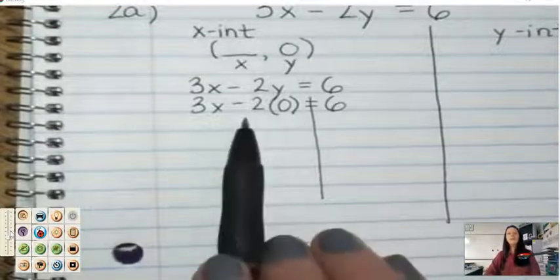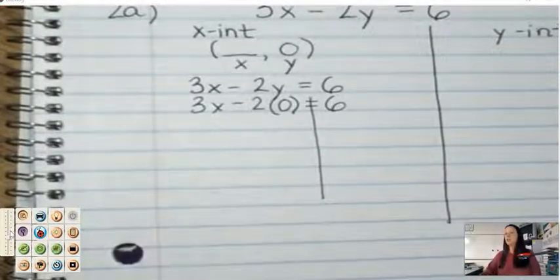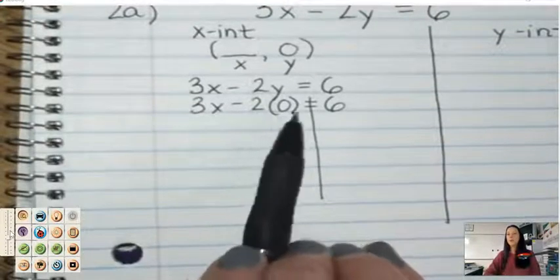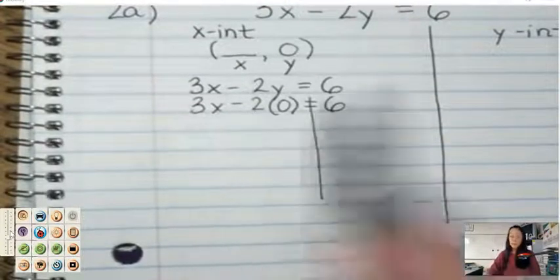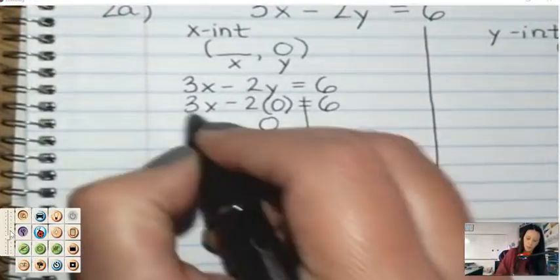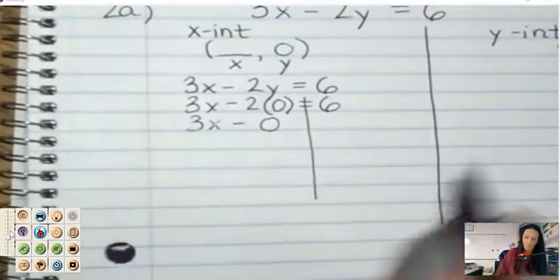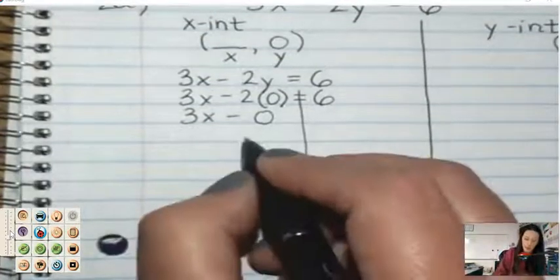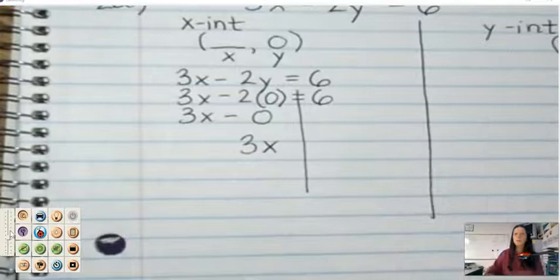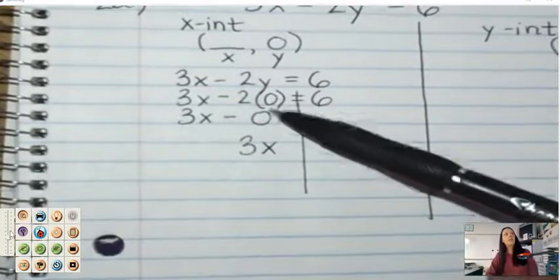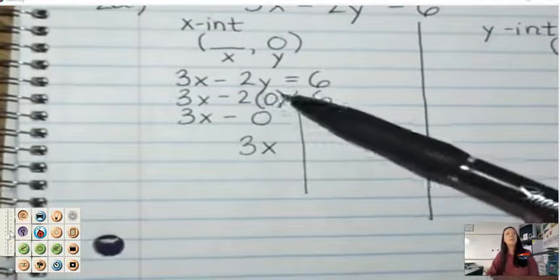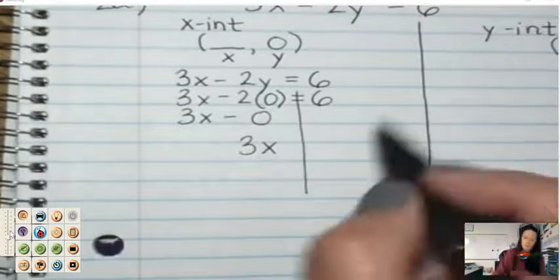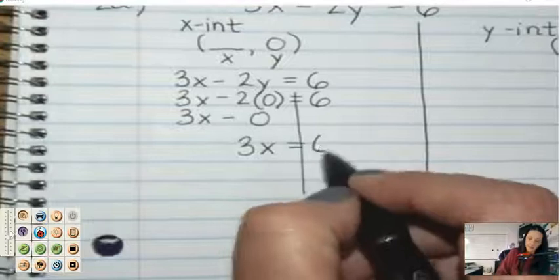Okay, here's a step that I'm hoping eventually you don't actually need to do. You should be able to do this in your head. But 2 times 0. So you're always going to simplify first. So 2 times 0 is 0. 3x minus 0 is just going to be 3x, right? So eventually, you don't need to write down this whole step. I'm hoping you're going to get to the point where you know that it's just going to end up being 3x. And I still have 6 over here.